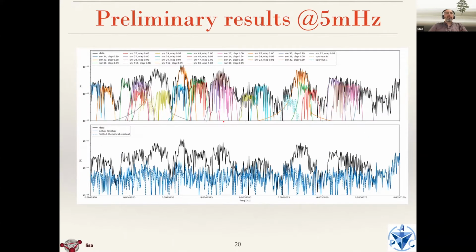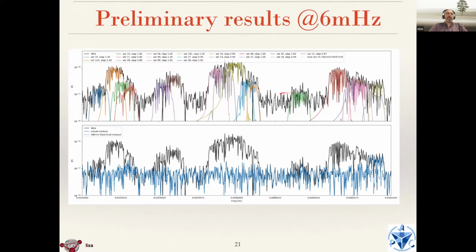When you go to 5 millihertz, the situation is slightly better. We start to have a bit fewer sources, but nonetheless, the noise is only partially seen in this frequency band, and most of it is covered by signals. When you go to 6 millihertz, the situation is much closer. The dashed and solid lines are almost on top of each other, and we're recovering signals quite well. So between 3 and 6 millihertz is the most confused region of the parameter space, where the most signals are present.